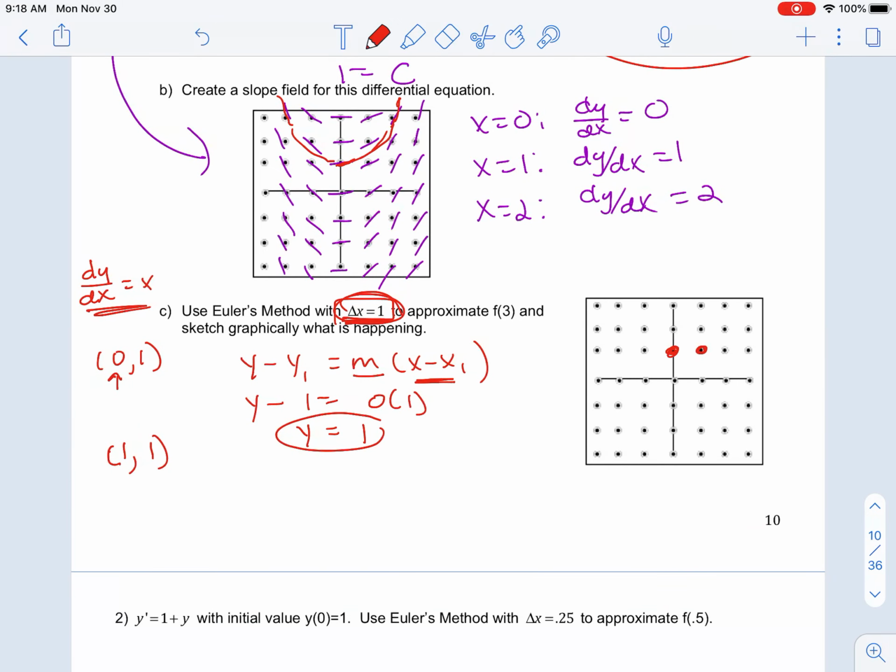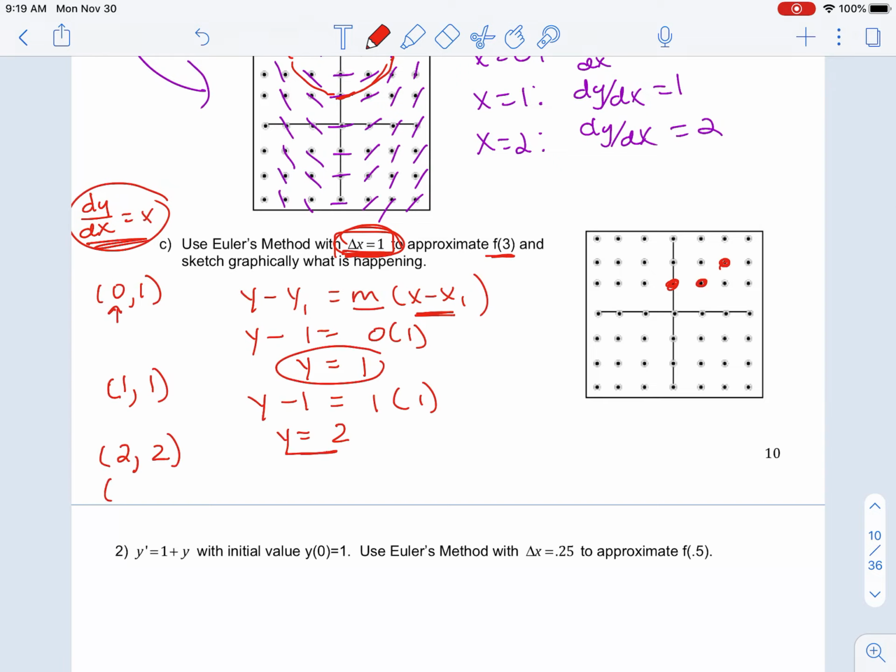So I'm going to write the equation of a tangent line at (1, 1). So y minus 1 equals, what's my slope? I'm going to use the differential equation, dy/dx equals x, which is 1, and delta x is always 1. And if I solve this for y, notice that you get y equals 2. So the next point is going to be 2, comma, there's your next y, which is 2. So this is saying the next point on my graph is (2, 2). Okay, I'm going to do this one more time because notice the question is asking me to find f of 3.